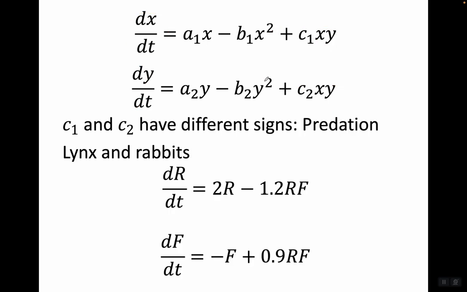And it's also possible that c1 and c2 have different signs. That would be an example of predation. That's the one we saw here. So here we have a negative sign in front of the xy factor, and here we have a positive sign in front of the xy factor. When it's positive, that means it's the predator. It profits from the interaction. Whereas if there's a negative sign, that means it's the prey. It does not benefit from the interaction.